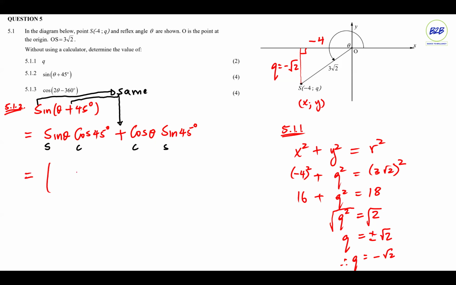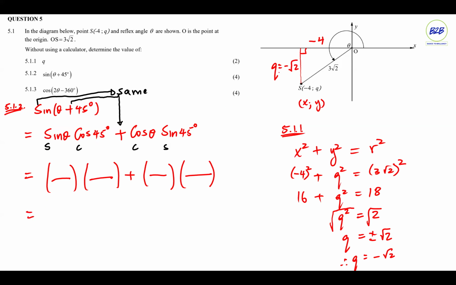Now we will open a pair of brackets. What are we going to substitute there? The value for sine theta. Then we open another pair of brackets. What are we going to substitute there? The value for cos 45 degrees. And then plus, we open another pair of brackets. What are we going to substitute there? The value of cos theta. And then we open the last pair of brackets. What are we going to substitute there? The value for sine 45 degrees.